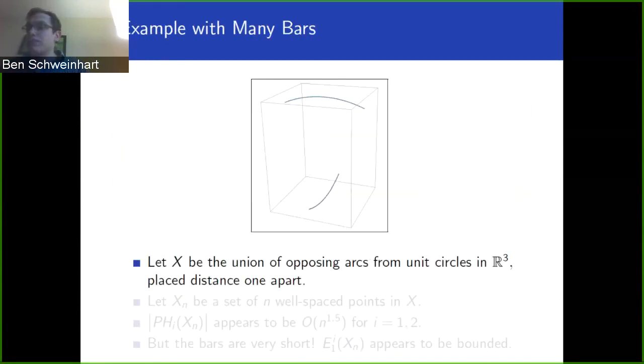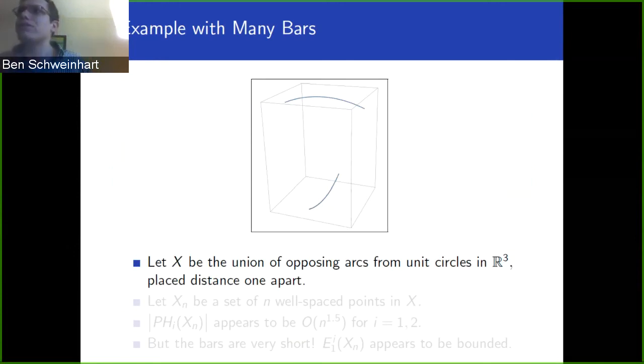So this is in terms of the total number of bars of a finite point set. But in this, I was asking around, is this linear? I didn't know. For the Čech complex, could we have a subset of Euclidean space that has more than a linear number of bars?